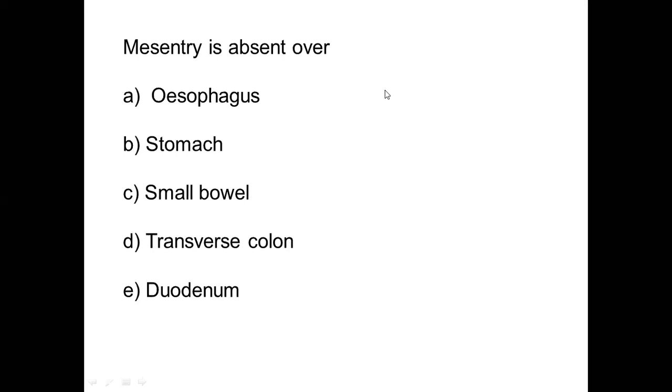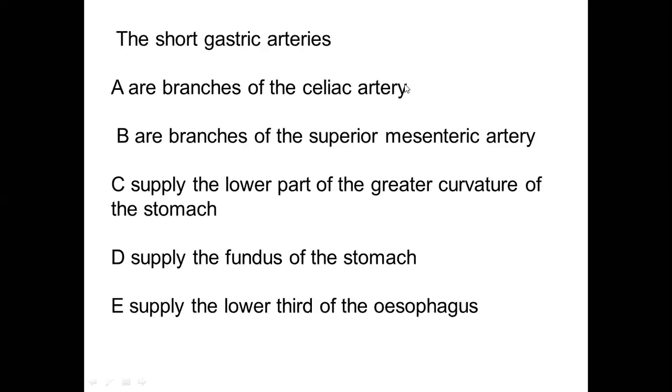Okay, Rubina, will you take the next one? Yes, ma'am. The short gastric arteries are branches of celiac artery, branches of superior mesenteric artery, supply the lower part of the greater curvature of the stomach, supply the fundus of the stomach. Ma'am, it supplies the fundus of the stomach. Excellent. It supplies the fundus of the stomach. Thank you so much, Rubina.